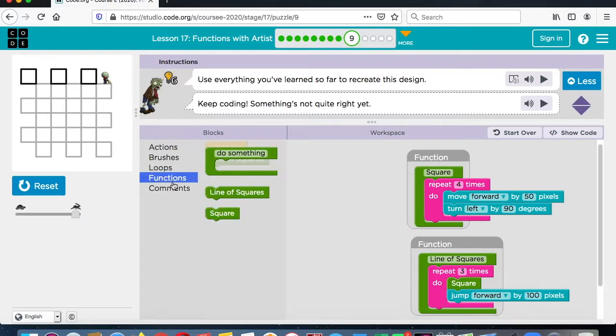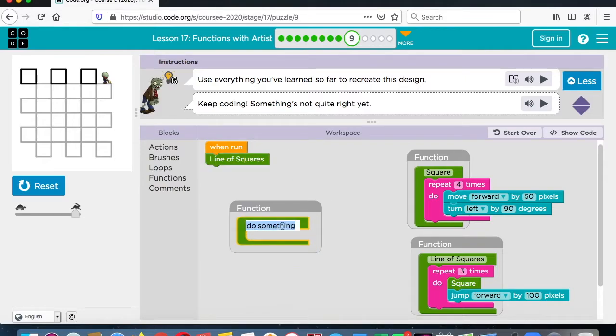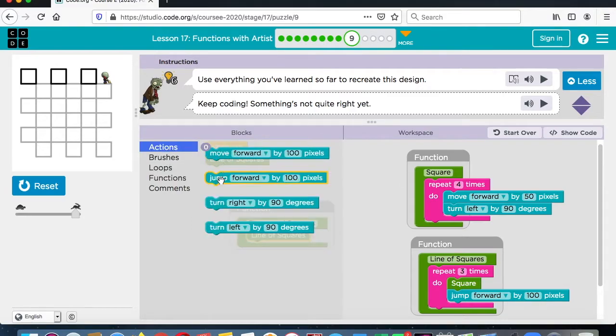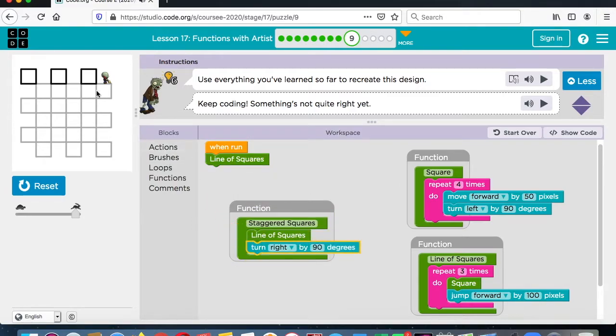Okay, so here's where it gets a little tricky. We're going to call this staggered squares. So how do you do a staggered square? Well, the first thing you can do is put your functions, and you say you want the line of squares. And then what are you going to do next? You're going to jump forward. Actually, we won't jump, we're going to turn right, and we want to turn around. So we did our first row, a line of squares here, and now we want to turn around like we did in the other one. Turn around 180, just like we did the other one.